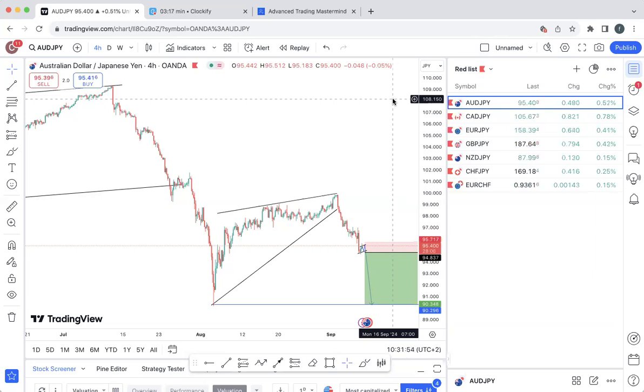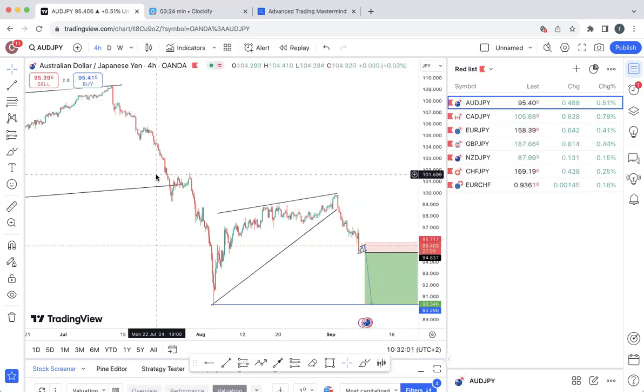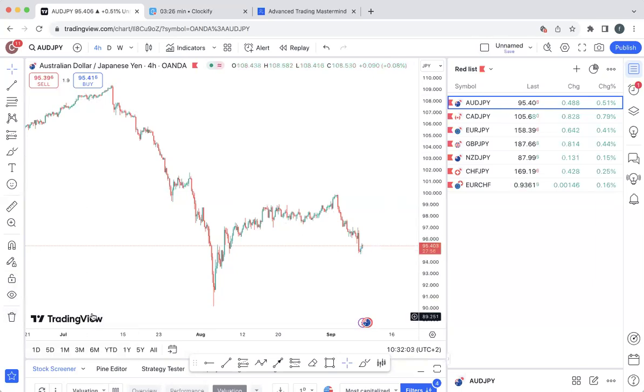Now, guys, on this session, we are going to be breaking down pairs that we are going to be focusing on for this week. So, let us get into it. The first pair that I'm looking at is going to be the Australian dollar over the Japanese yen.